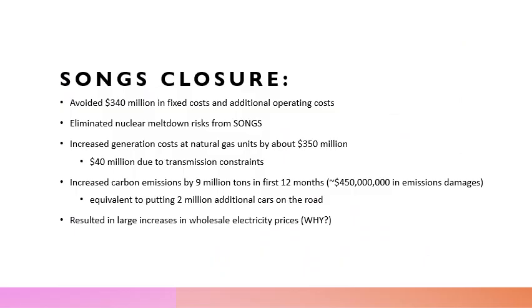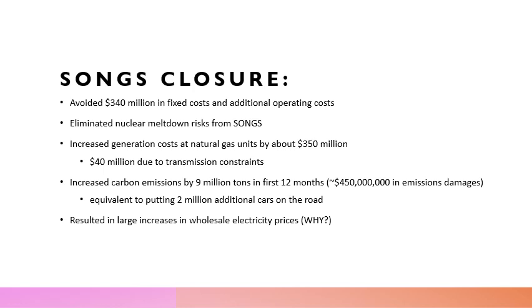So the SONGS closure avoided $350 million in fixed costs and additional operating costs. It eliminated nuclear meltdown risks. It increased generation costs at natural gas units by about $350 million. Why did it do that? Well, if you take out 2 gigawatts of production from nuclear, that lost supply has to be met from somewhere, and in California it was met by additional natural gas production, which increased natural gas production costs by $350 million. $40 million of that was due to transmission constraints, and that has to do with where those plants are located relative to population centers or demand hubs.